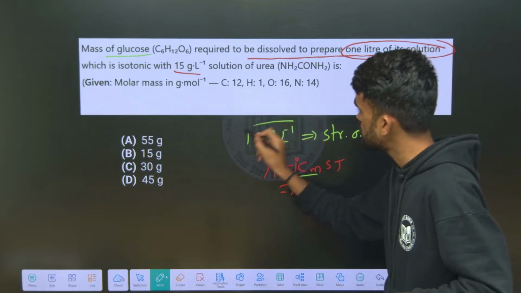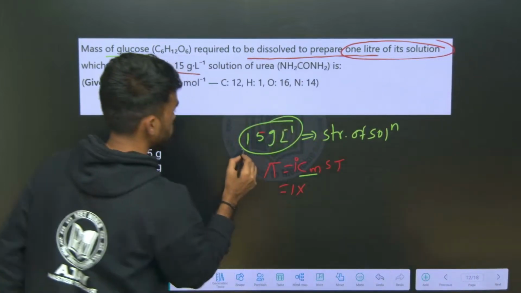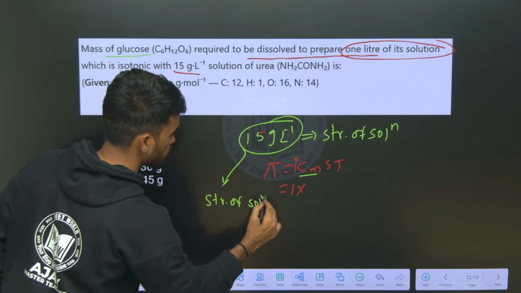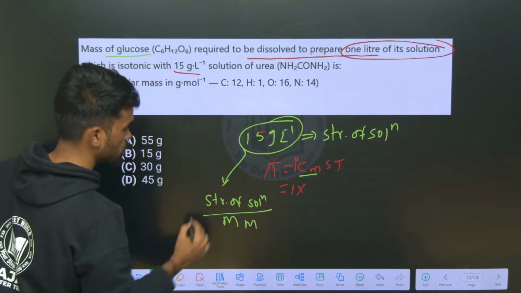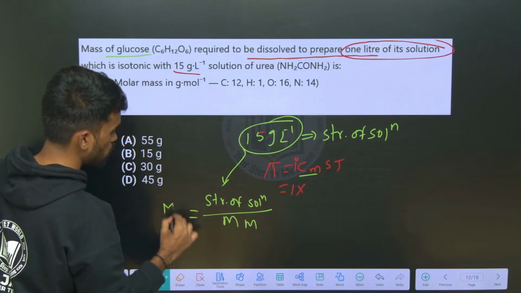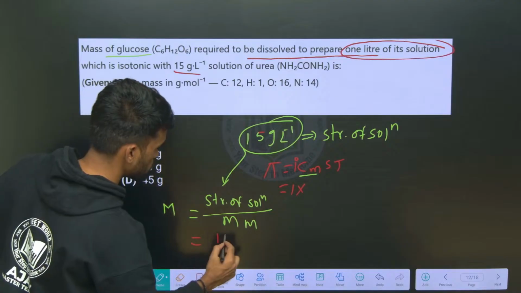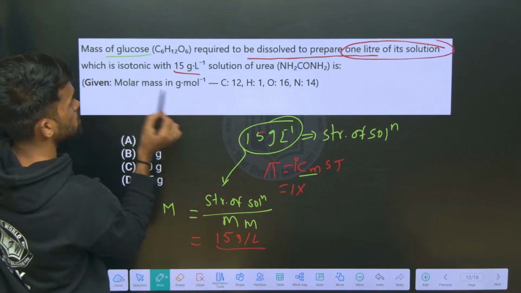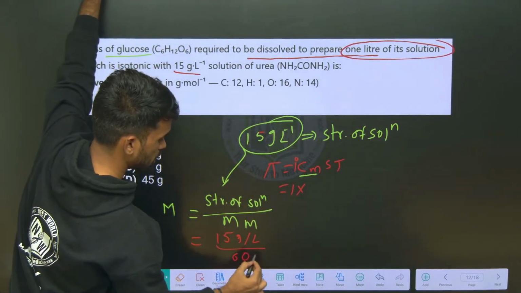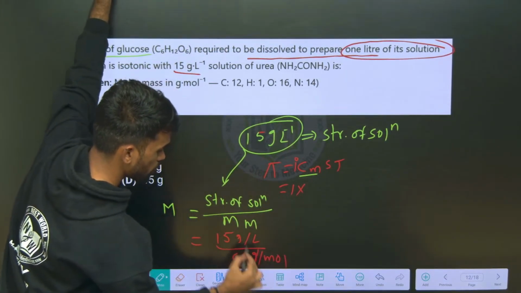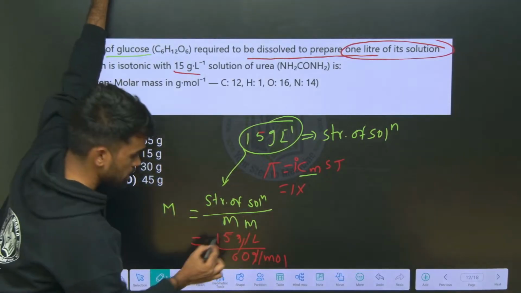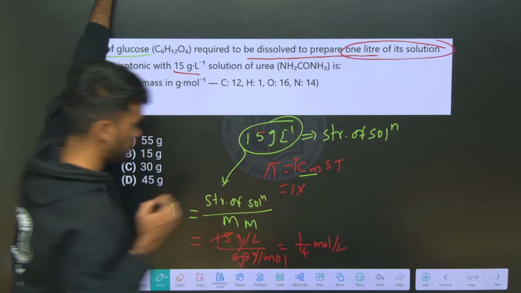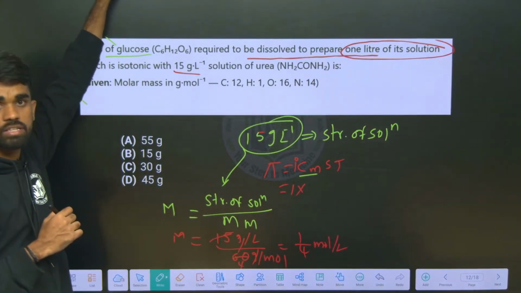So how can I convert this gram per liter into mole per liter? Just divide the strength of solution by its molar mass, and you will get its molarity. So the strength of solution is 15 gram per liter, and its molar mass, how much? Molar mass for urea is 60 gram per mole. So gram cancels, we have mole per liter, that is 1 by 4. So 1 by 4 mole per liter will be the molarity for this urea solution.